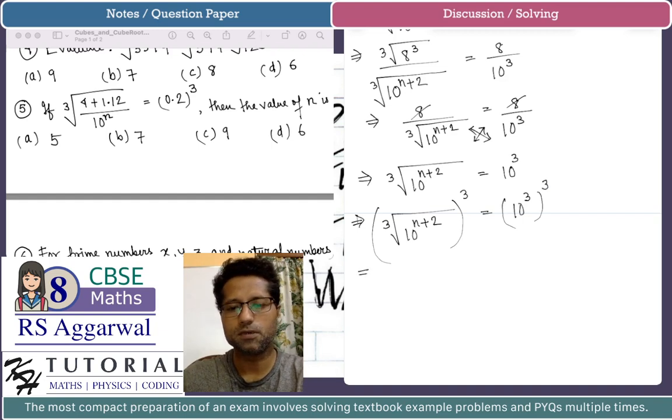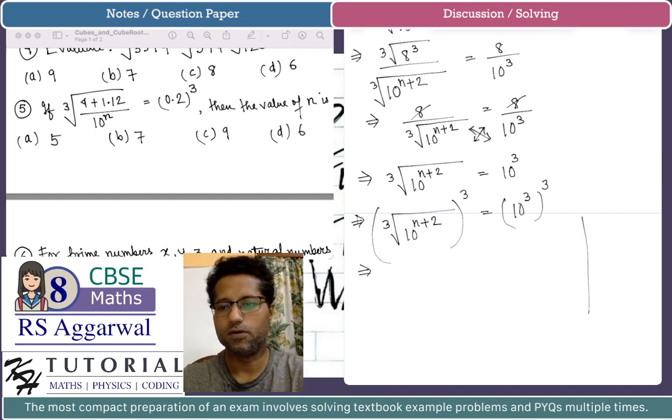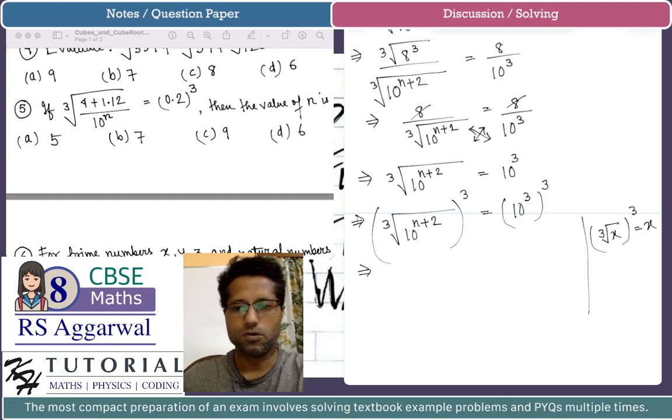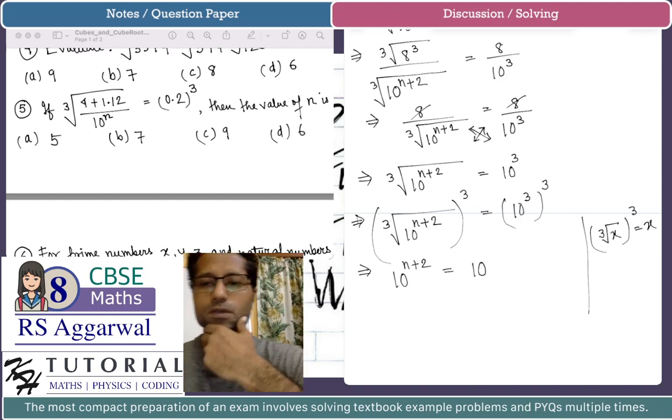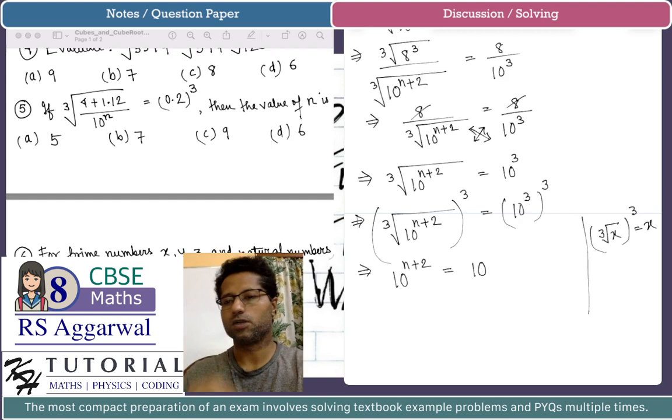So this implies, we know that we have already discussed that cube of cube root of x is equal to x. So we have, this implies 10 to the power n plus 2 is equal to, on the right hand side, we will have 10 to the power, we have two levels of power, both the powers are 3 and 3, so the powers will get multiplied. So this is 10 to the power 9.